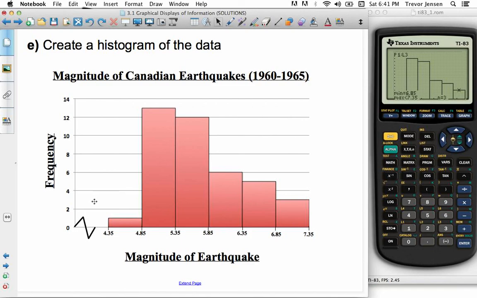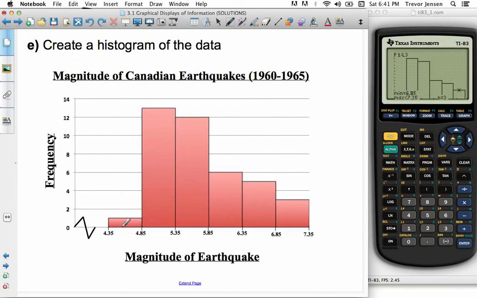And here's my histogram. Make sure you label your axes. On the x-axis is the magnitude of my earthquake. The y-axis is always going to be your frequency for a histogram. Make sure you put your break, and also make sure your intervals are labeled like this. I see a lot of people just write below each bar 4.35 to 4.85. That's not how you should do it. It makes it look cluttered. Write it like you see here.